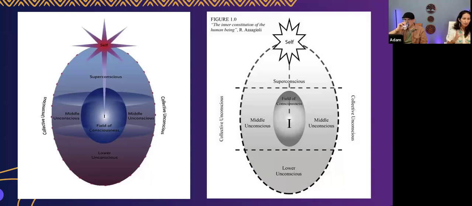And yeah, we'll go through it one by one. So we'll start with the lower unconscious. The lower unconscious, you can see it at the base of the diagram, and it encompasses all unconscious physical needs, such as well-being, discomfort, hunger, sexual desires, aggression, and various urges. They all lie within the lower unconscious.